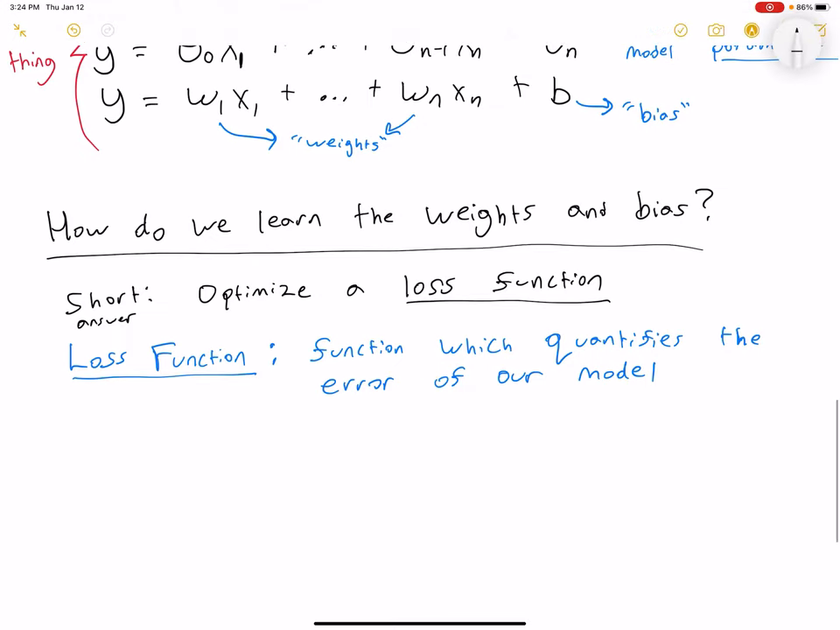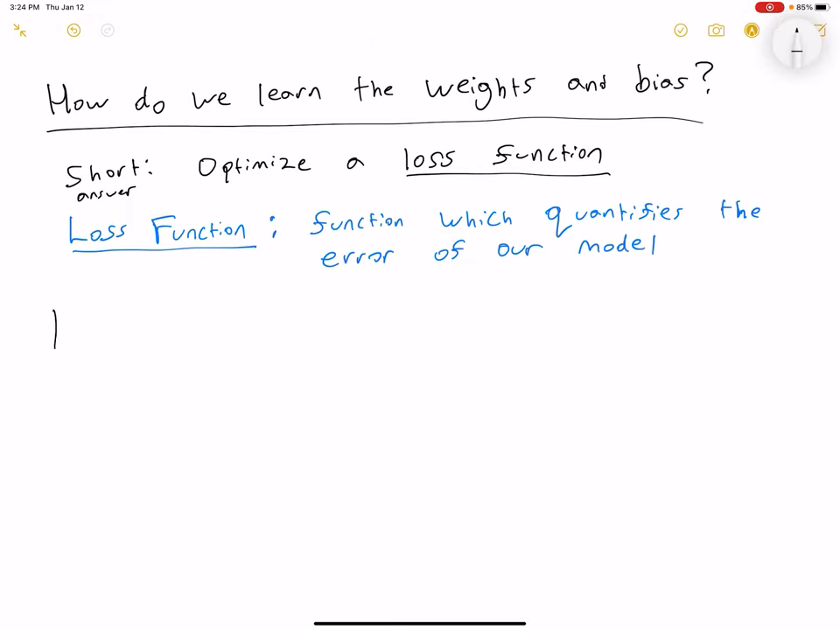So the linear regression loss function, every model has a different loss function. So linear regression has its own loss function.